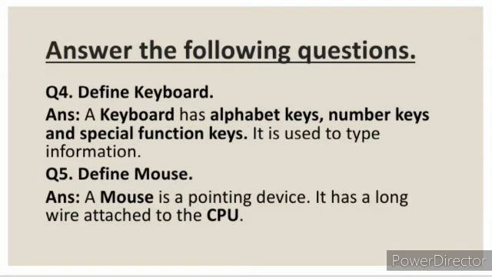Question number 5 is define mouse. And the answer is a mouse is a pointing device. It has a long wire attached to the CPU.